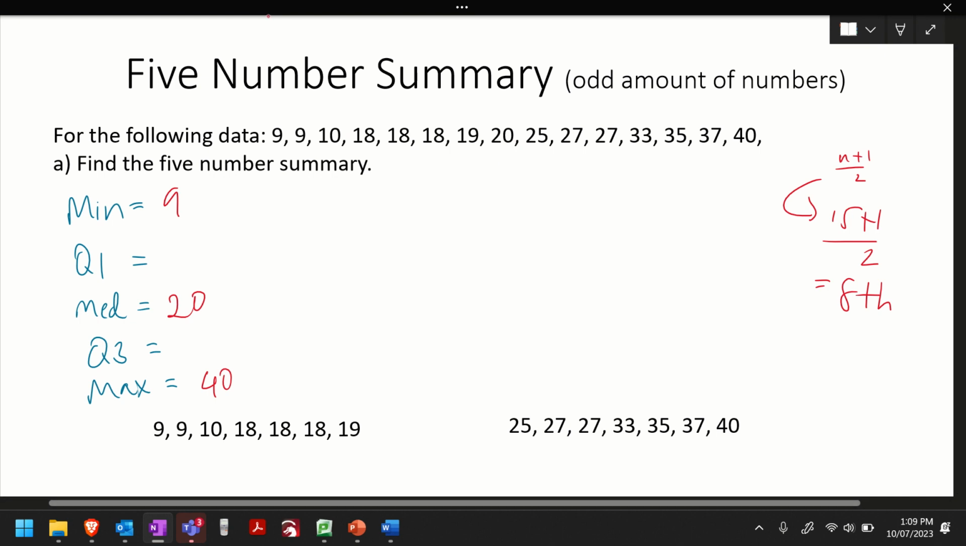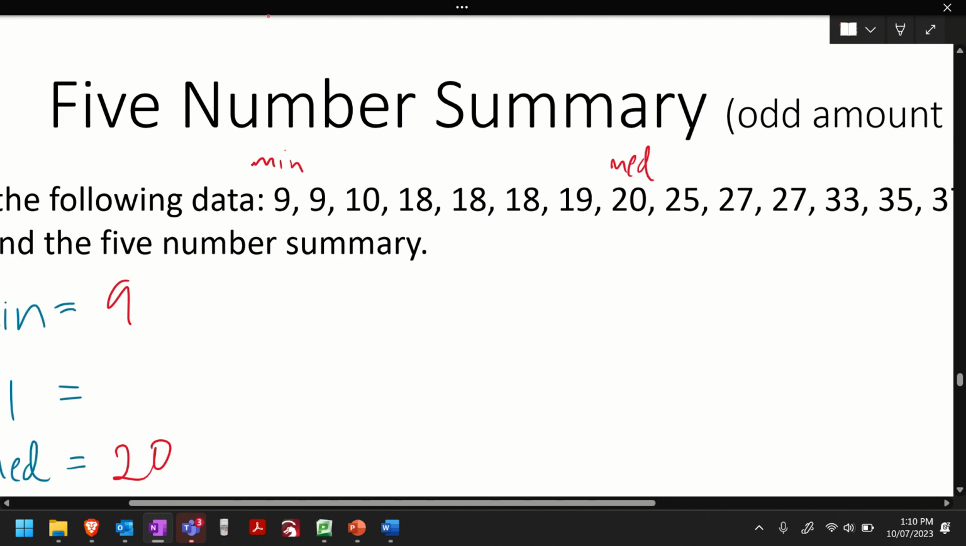I also like to do this. I can label it there. That's my median. There's my minimum. There's my max. You don't have to do this, but it's good practice. Okay, and you can point it right in there as well, so you know what you're looking at.